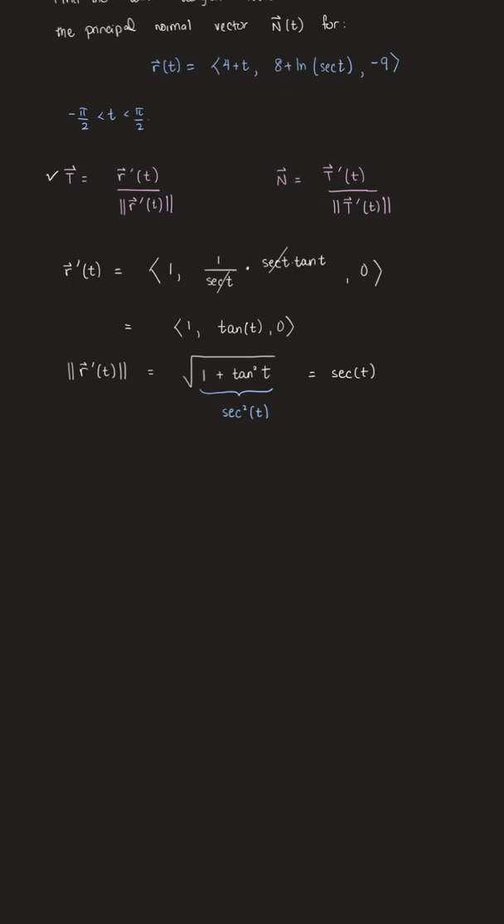Now, our unit tangent vector is going to be the velocity vector divided by its magnitude. So we've got, I'm going to divide each component of my velocity vector, first component is 1, by the magnitude, which is secant t. Second component is tangent of t, and I'm going to divide that by secant of t. And the third component stays 0, because 0 divided by anything is 0.